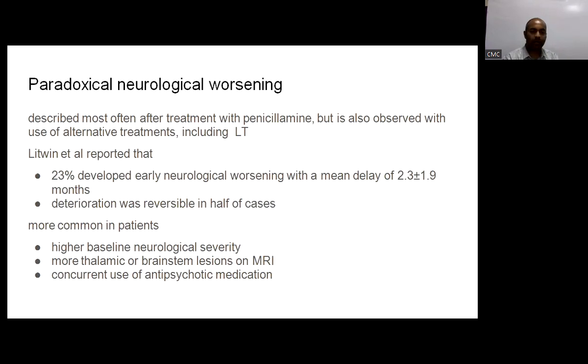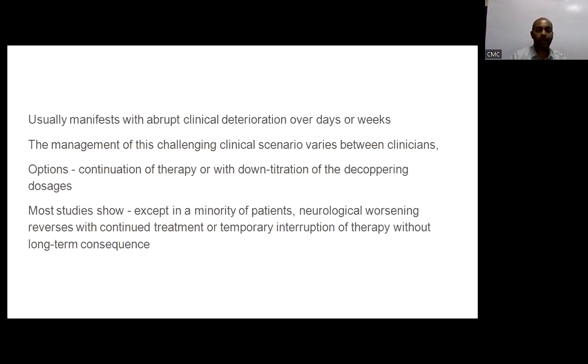It is reported in around 23% of patients, and can be seen with a mean delay of 2.3 ± 1.9 months. This can be reversible. The paradoxical neurological deterioration can be reversible in around half of cases. It is more common in patients with higher baseline neurological severity, more thalamic and brainstem lesions, and concurrent use of antipsychotic medication. So it usually manifests with abrupt clinical deterioration.